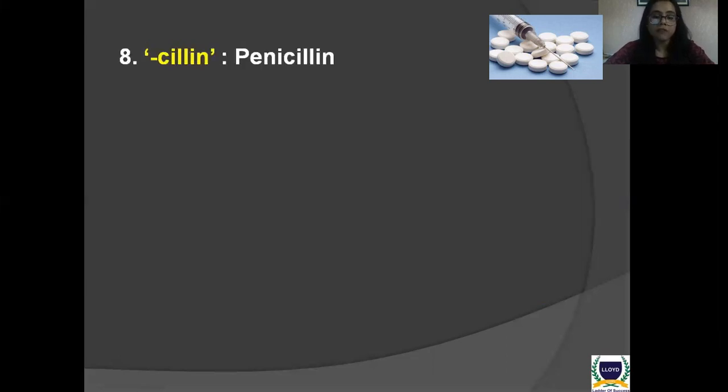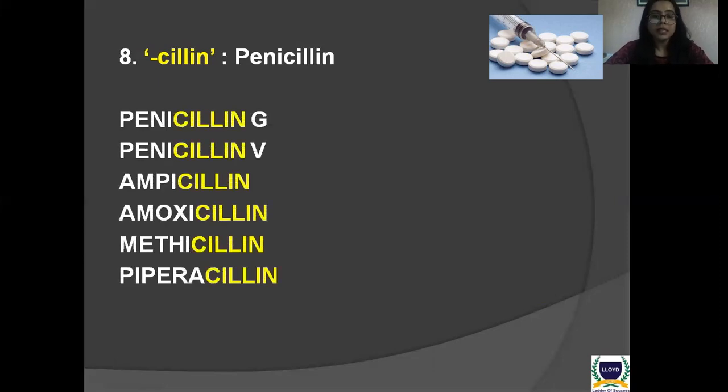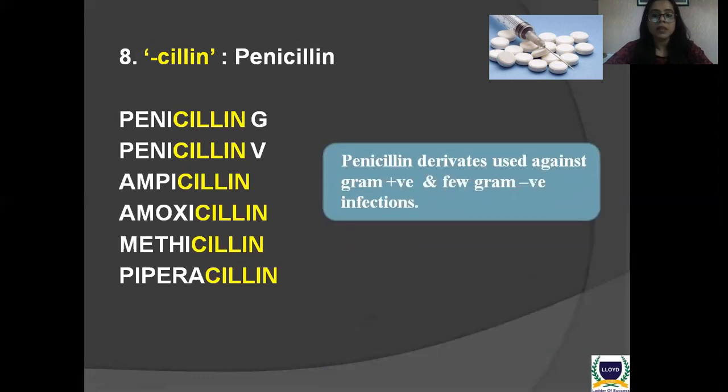Our next suffix is cillin. Cillin indicates that they are penicillins. Penicillins include many drugs like penicillin G, penicillin V, ampicillin, amoxicillin, methicillin, and piperacillin. All these penicillin derivatives are used against gram-positive and gram-negative infections.